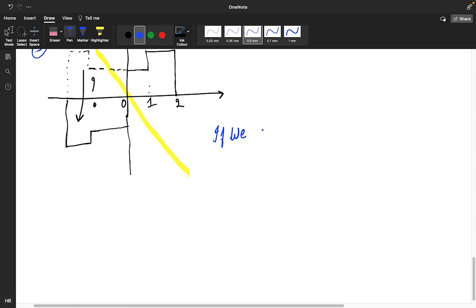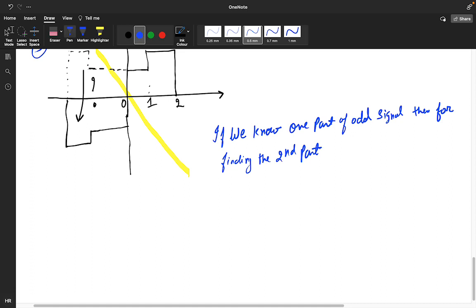If we know one part of odd signal, then for finding the second part, half part mirror image we will take. Half part mirror image we will take.